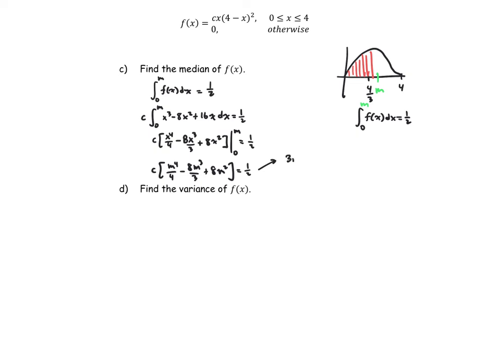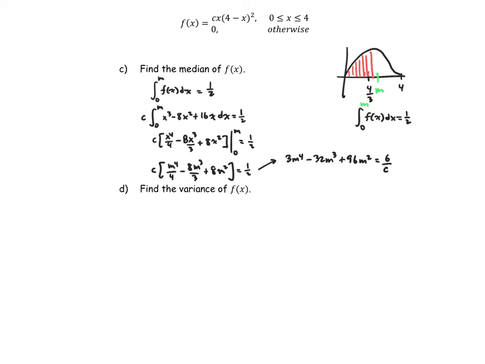So that'll give me 3m to the 4th minus 32m cubed. If I multiply this term by 12, I get 4 times 8, which is 32. Continuing on, I would get plus 96m squared. And on the right side, if I multiply both sides by 12, I get 6 over c.